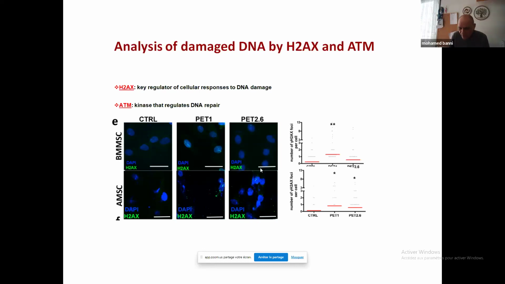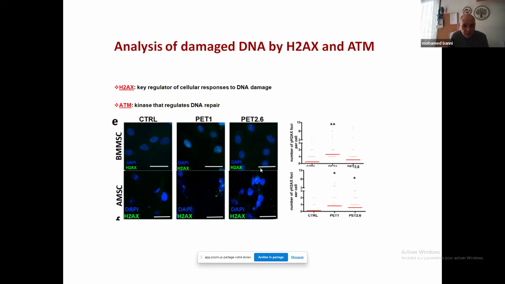That's why we are collaborating with Professor Izzotti from Genova, who is doing some mRNA analysis on the same cells we used for this experiment, to try to find out key processes that are damaged or altered and that shifted the cell differentiation into adipocyte. My last slide would be this one: analysis of damaged DNA by γH2AX and ATM.